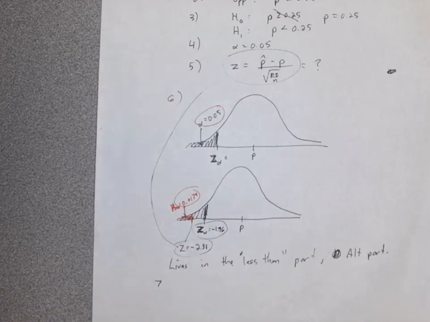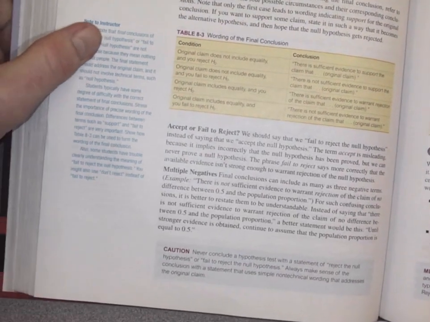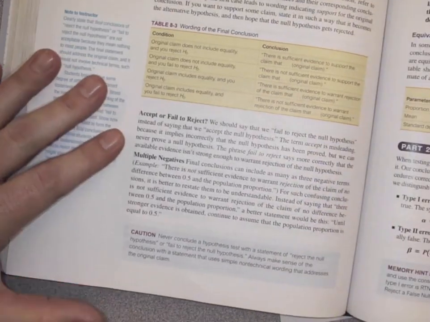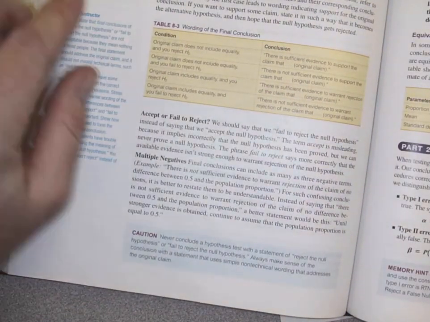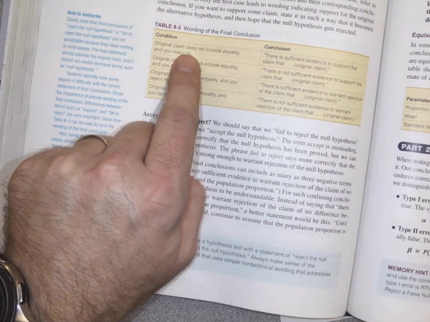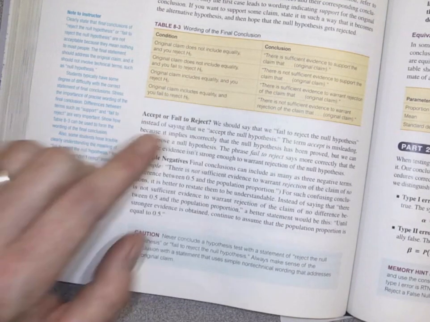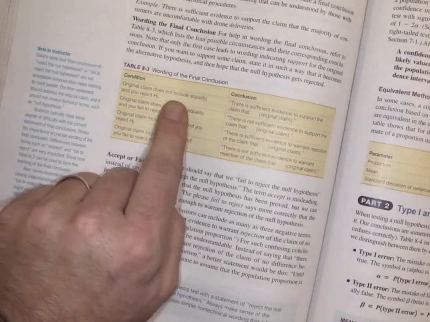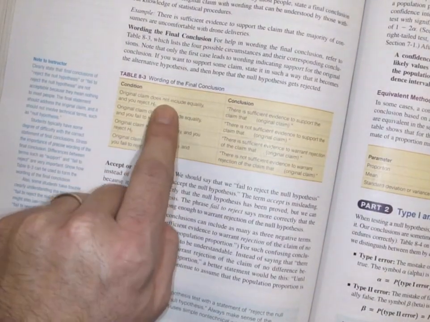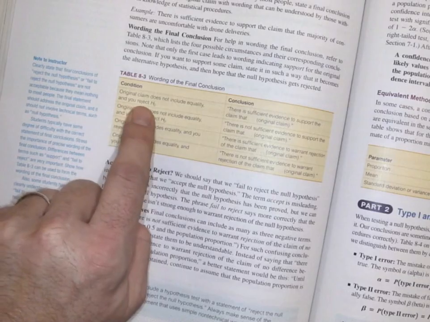So we have some wording. So these are our situations. So wording for final conclusion. So if the original claim does not include the equality, kind of what we have now, the original claim did not include the equality. So we're either here or here. But we rejected H naught.